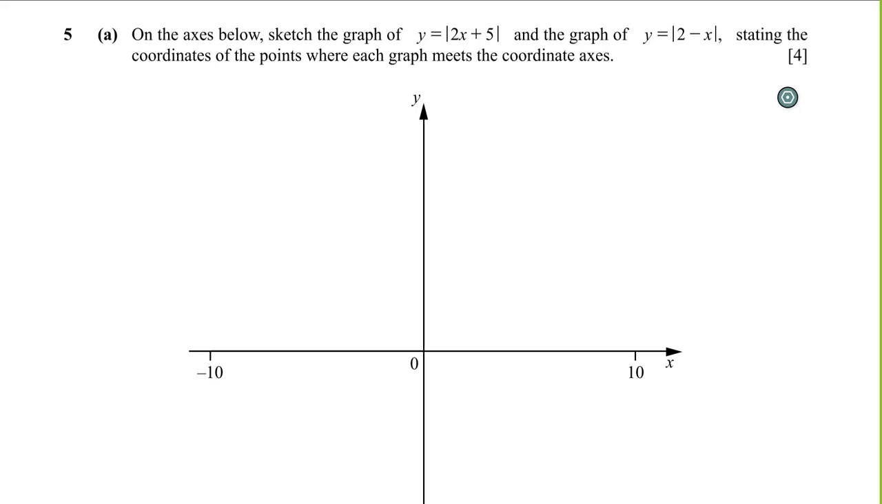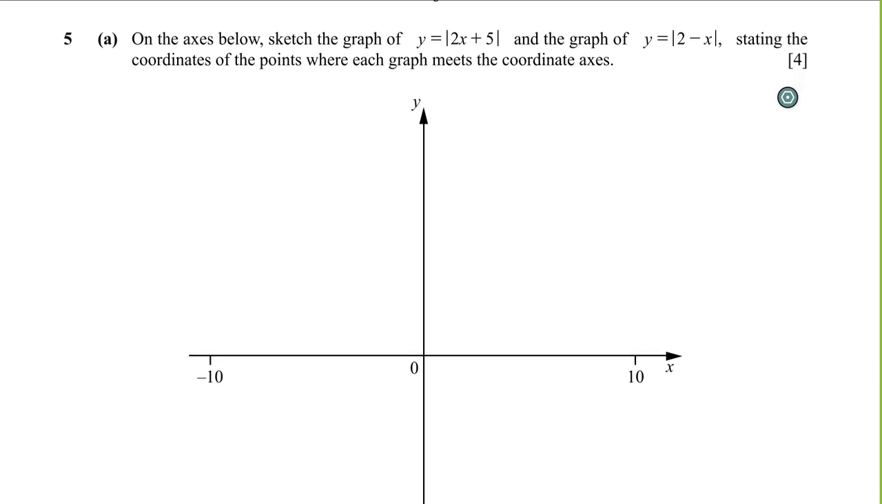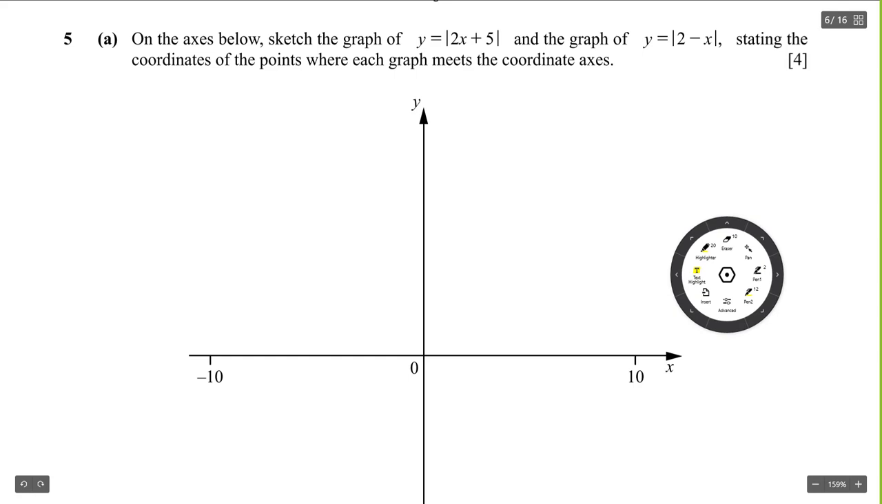Okay, so number 5 here. On the axis below, actually I will sketch the graph for this one and state the coordinate of the point where each graph will meet the coordinate axis. They don't ask you to state the intersection point, so that is still fine. Basically they ask you to find the x-intercept and y-intercept for each of it.